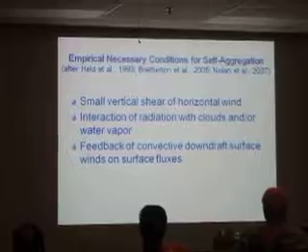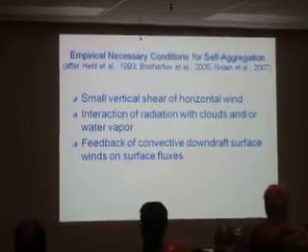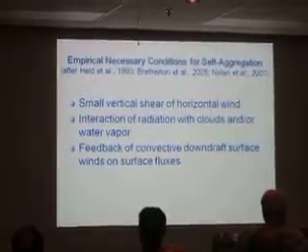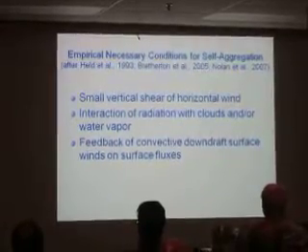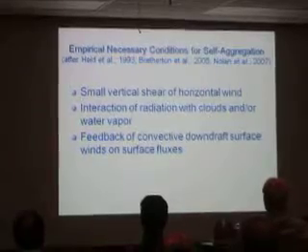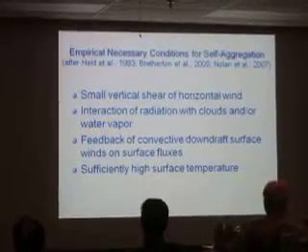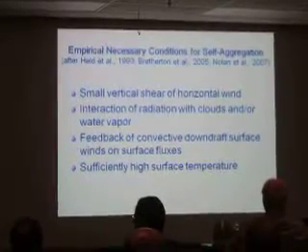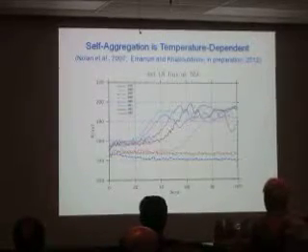You have to allow the downdrafts produced by the convection to interact with the surface fluxes. If it's windy, you get locally a higher rate of transfer of heat, just for the same reason you feel colder if you're wet when the wind's blowing, right? More evaporation. And you have to be at sufficiently high surface temperature. If you're at cold temperatures, the self-aggregation doesn't occur.